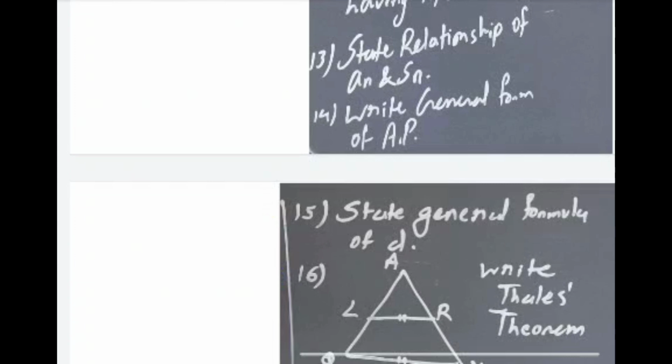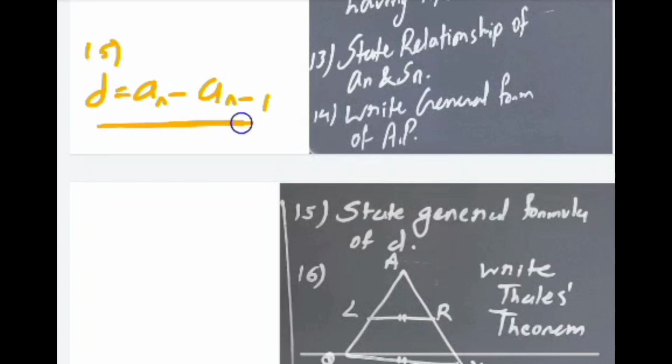State general formula of d. So general formula for the d, that is common difference. Okay, so d will be, you can write an minus 1. So you write it like this: a2 minus a1, then a3 minus a2. So that general form is an minus 1.